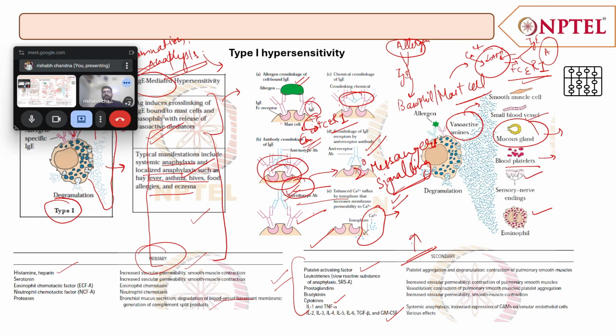This calcium influx helps in degranulating the granules present in their cytoplasm, releasing vasoactive molecules like histamine, leukotrienes, and different mediators that act upon different tissues to show the symptoms. So this is the basic mechanism of how an allergy takes place.